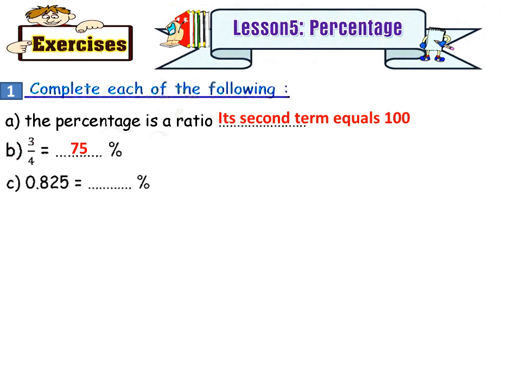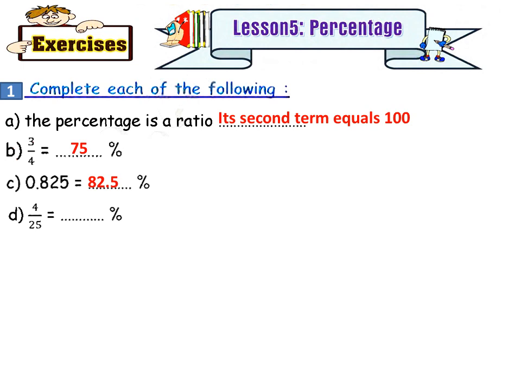Letter C. 0.825 equals what as a percentage. We will multiply 0.825 times 100%. Any fraction or decimal, to convert it into a percentage, we multiply it by 100%. Write it on the calculator. 0.825 times 100 will give me 82.5%, okay?